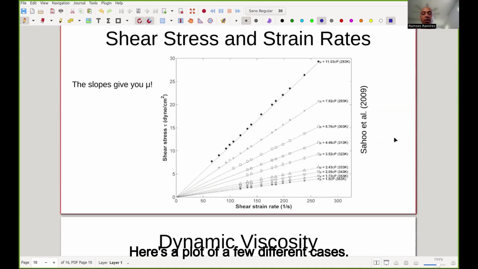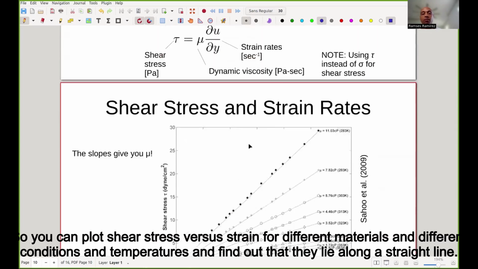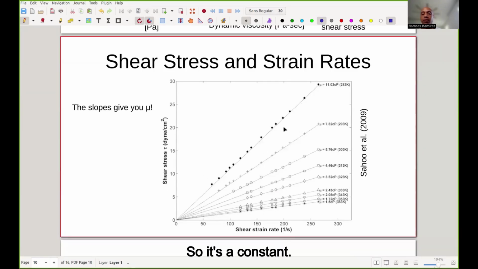Here's a plot of the shear stress and strain relationship for different cases. So you can plot shear stress versus strain for different materials and different conditions and temperatures and find out that they lie along a straight line. So it's a constant. The slope of this is mu, right? That is the dynamic viscosity.